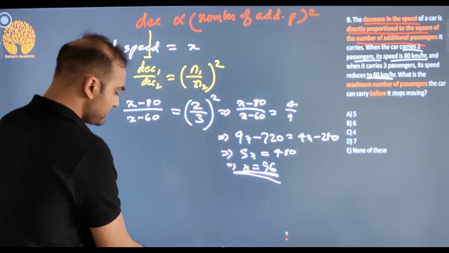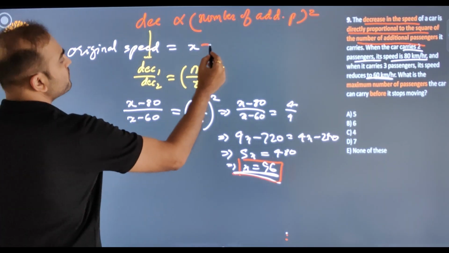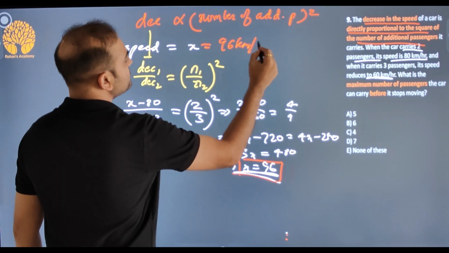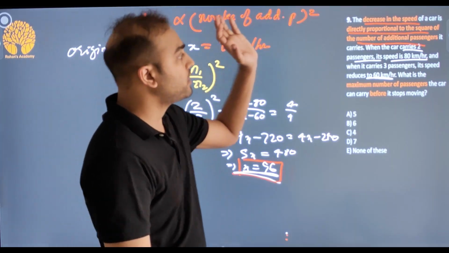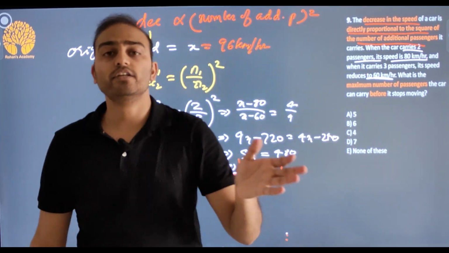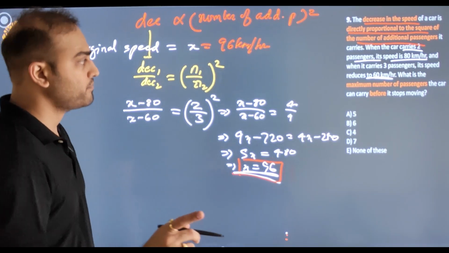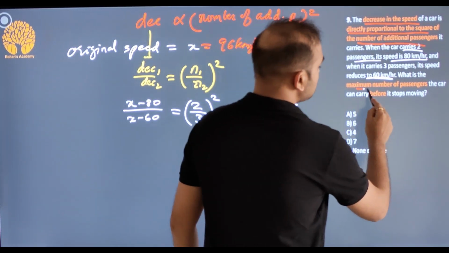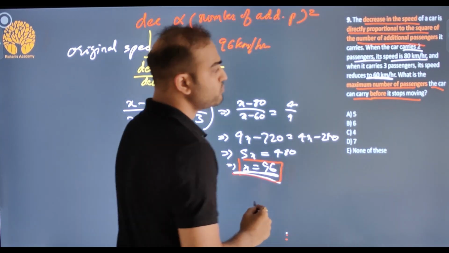Okay, so what does this tell us? This tells us that the original speed is 96 kilometers per hour. That by default the car travels at 96 kilometers per hour. But remember the question isn't over here. It says what is the maximum number of passengers the car can carry before it stops moving.